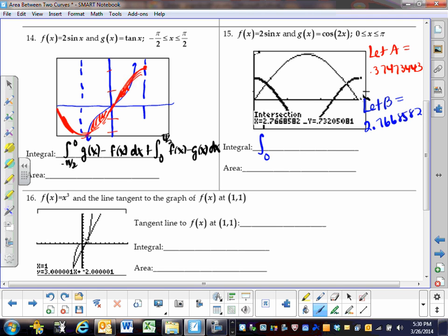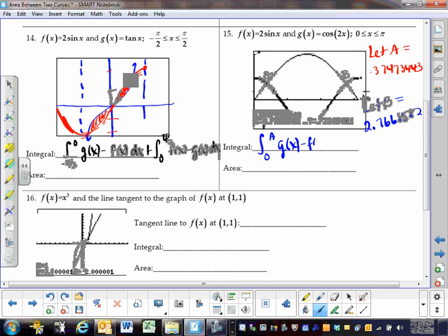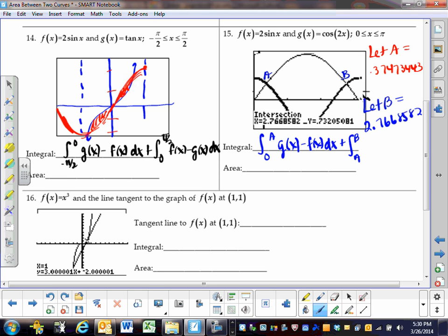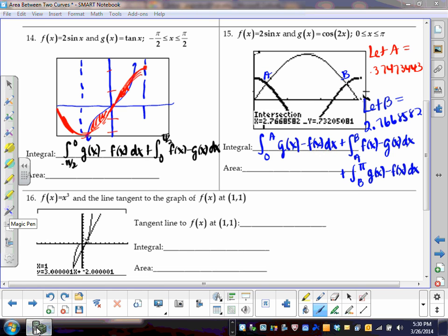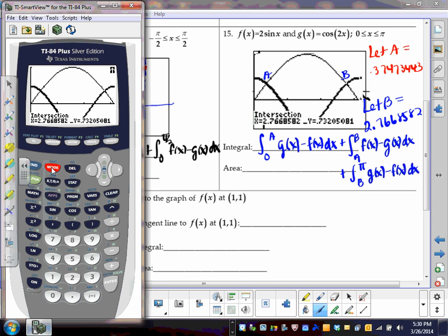From 0 to A, we have the cosine curve on top. Oops, sorry. So that is g of x minus f of x dx. Plus, from A to B, we have the sine function on top. So that's f of x minus g of x dx. Plus, from B to pi, we have the cosine on top again. So that's g minus f dx. Now with my calculator, I can fairly easily get those areas.